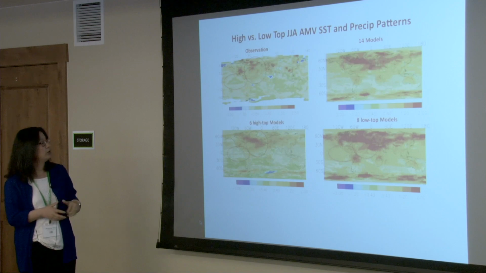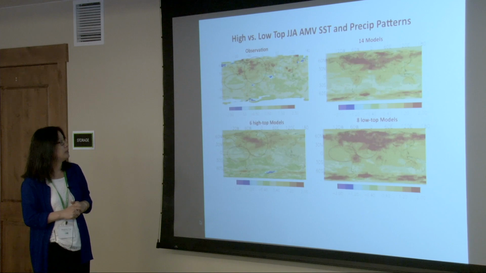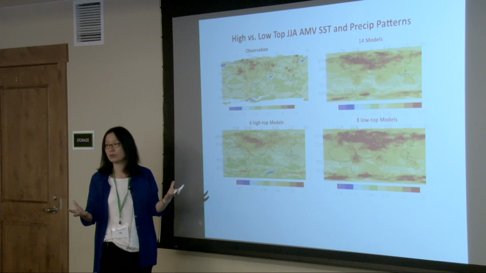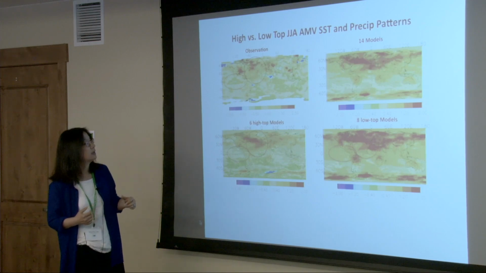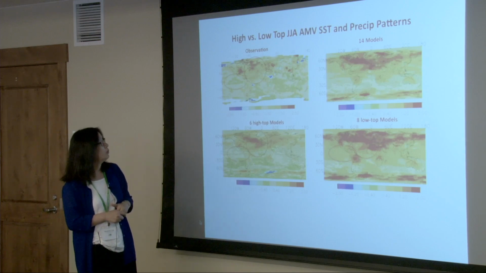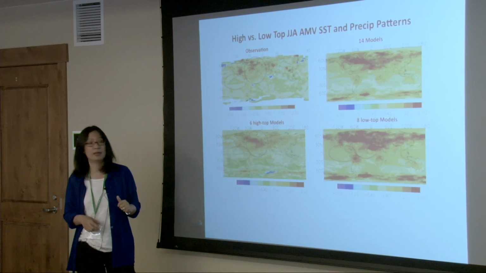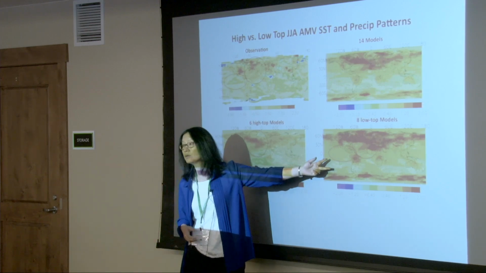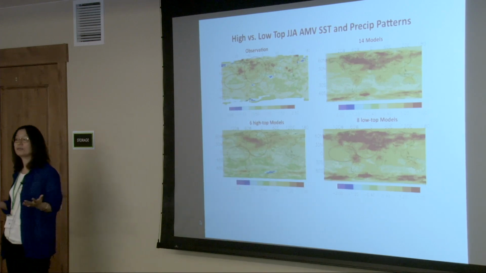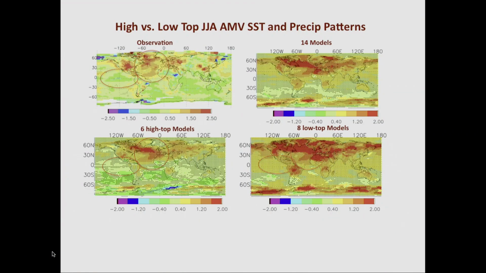And we separate the models into high top versus low top. What turns out is that in the 6 high top models, and these are models with multiple realizations, so it's more than 6 realizations in this case, and 8 low top models, again with multiple realizations, we find that the bias in the Pacific in the high top models is much weaker than in the low top models. So clearly there's something interesting about the stratosphere that seems to impact the Pacific and Atlantic relationship.